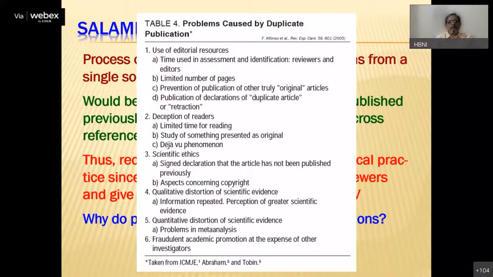Then there's also a quantitative distortion, the problems in meta-analysis. Whenever you publish a paper, you have what is called a meta-analysis. It gives you an idea about how many people have read your paper, and other statistics such as how many times it has been downloaded. That gives an indication of how good your research is. So you can also even achieve promotions which are inherently wrong, at the expense of some other person who was more true or more ethical in his scientific approach.